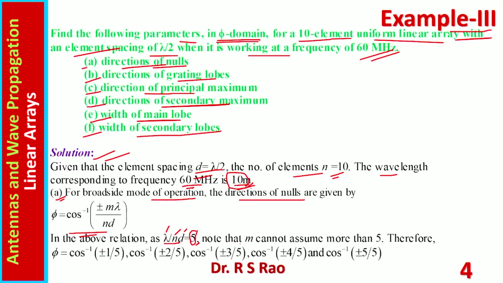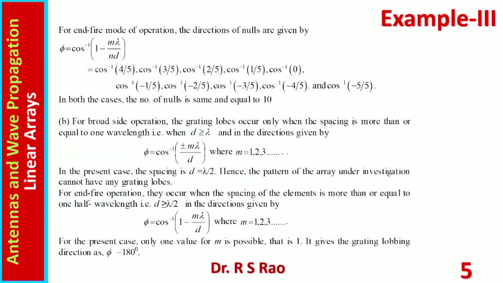As it is 5, note that m cannot assume more than 5 because cos cannot have a value which is more than 1. Thus, phi is equal to cos inverse of plus or minus 1 by 5, cos inverse of plus or minus 2 by 5, cos inverse of plus or minus 3 by 5, cos inverse of plus or minus 4 by 5, and cos inverse of plus or minus 5 by 5. So these are directions of nulls. For end fire operation, directions of nulls are given by this formula.